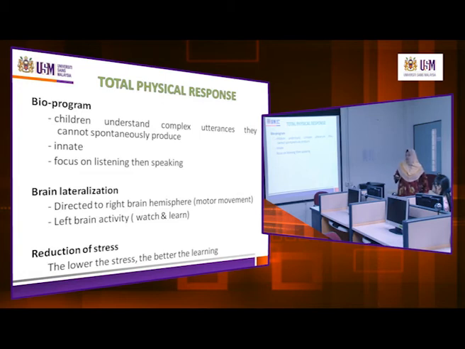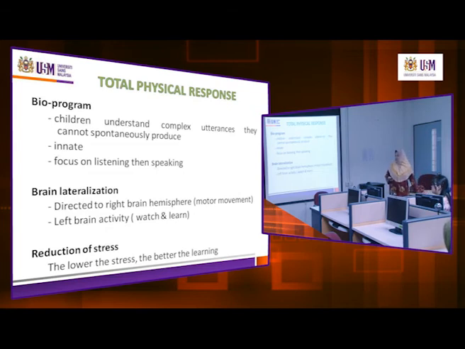Most of the time, the bioprogram focuses on listening rather than speaking. Listening first. If you look at small children, they will listen first. Some of them will not speak until they are 3 or 4 years old. They listen, they will do things you ask them to do, but they don't speak. Some children are late speakers, but they are very good listeners. Children are very good listeners.